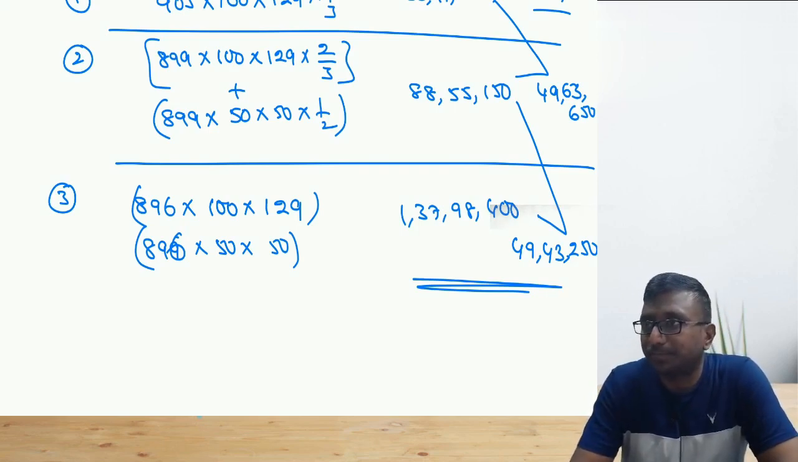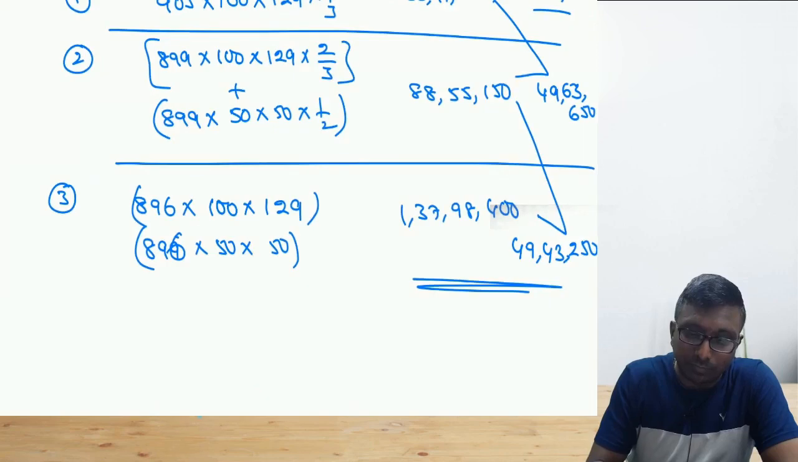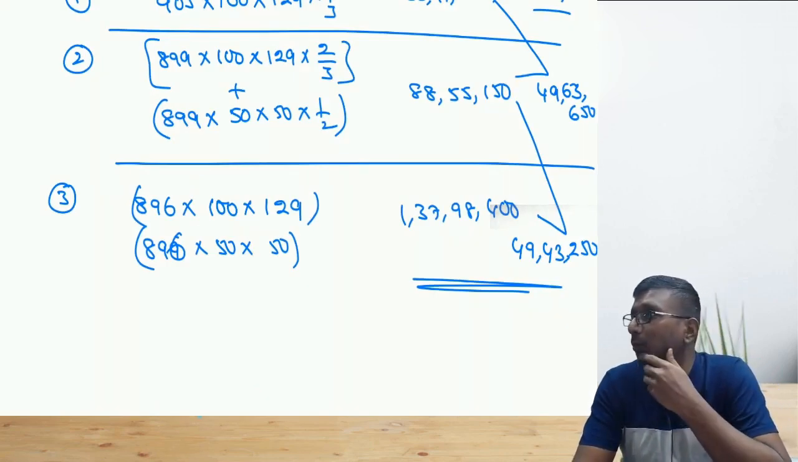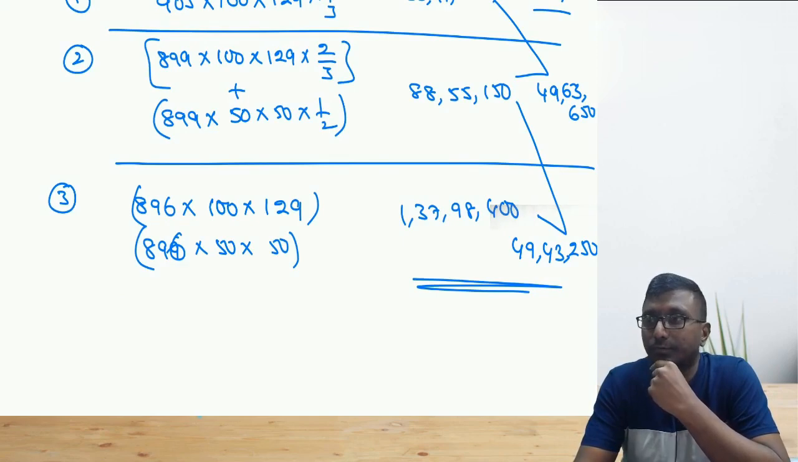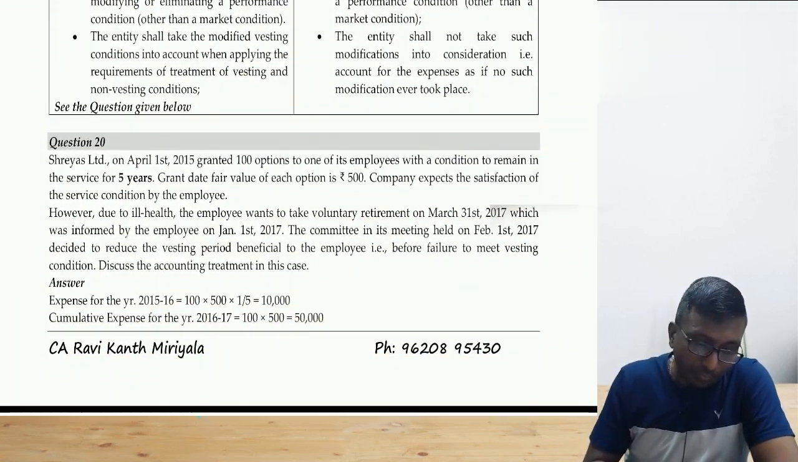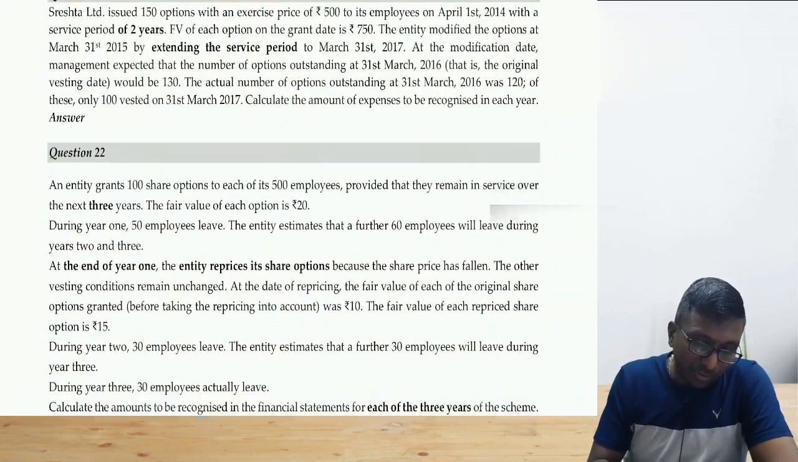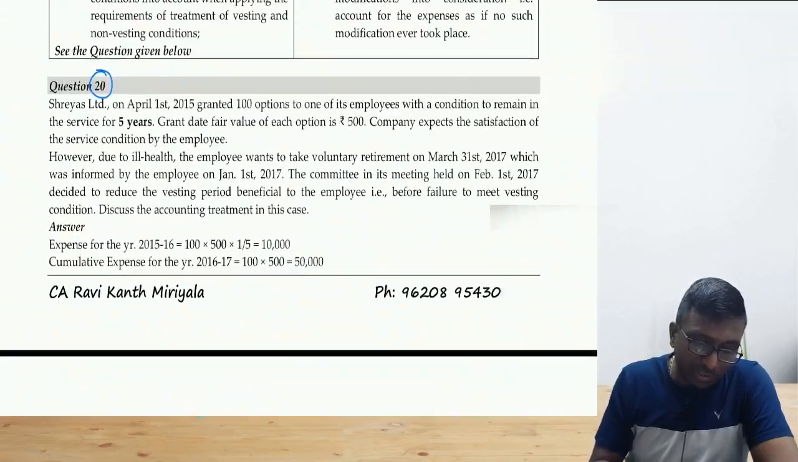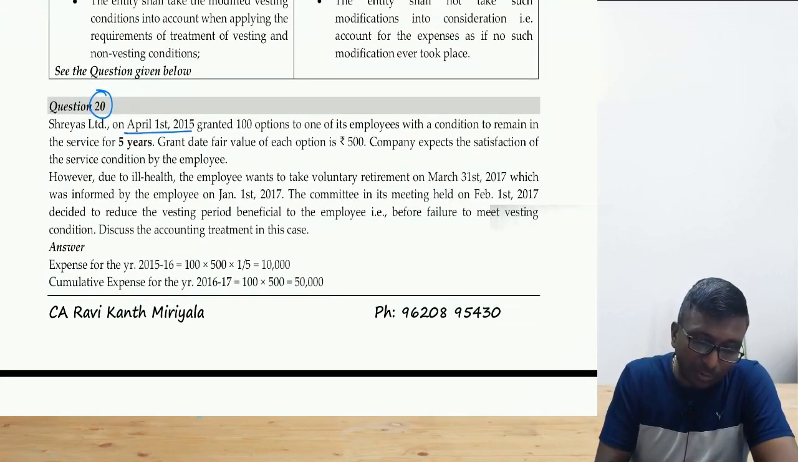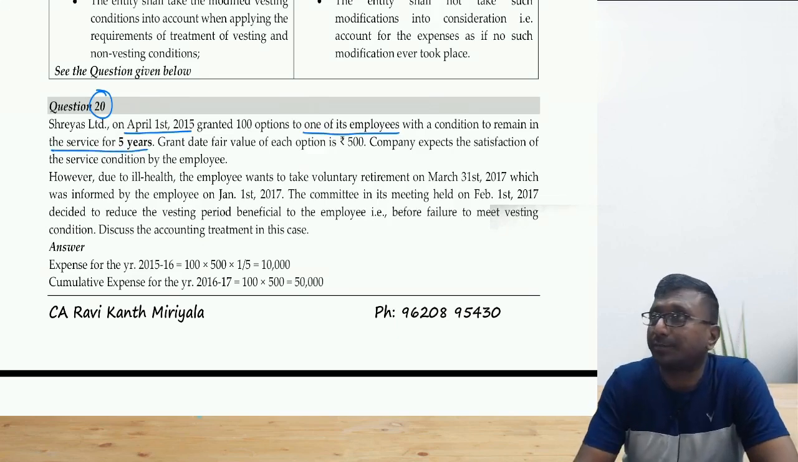Yeah. Let's try the next sum. I hope all of you completed. Look at the next sum. That is the 20th sum. The solution is given already, but anyhow, just run through. And for the 21st and 22nd, the solution is not given. We'll solve it. Shreyas Limited on 1st April 2015 granted 100 options to one of its employees with a condition to remain in the services for 5 years.